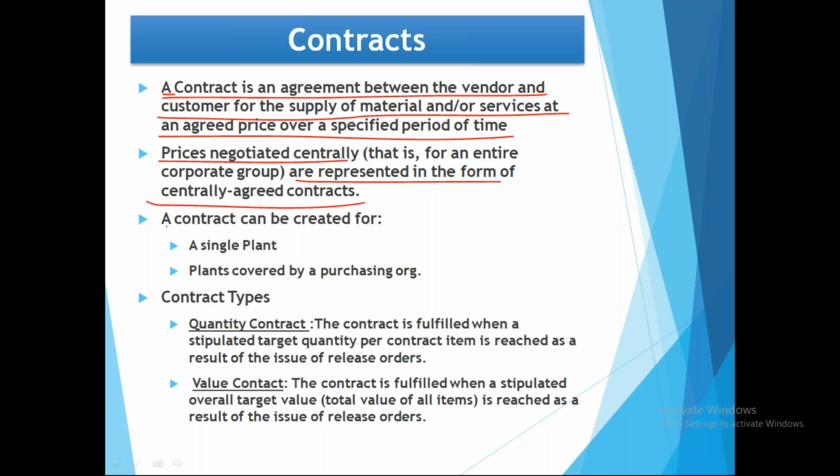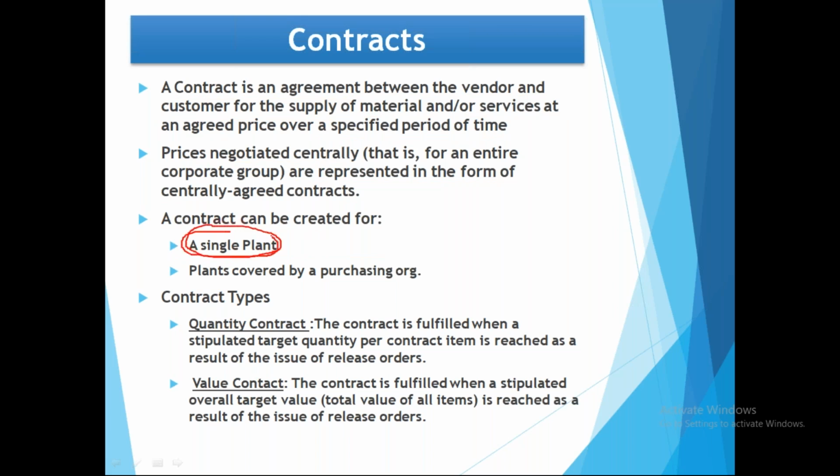You can have a contract for a single plant, or you can have a contract for all plants covered by the purchasing organization. Now again there are two types of contracts: quantity contract and value contract. A quantity contract is fulfilled when a stipulated target quantity per contract item is reached as a result of the issue of release orders.